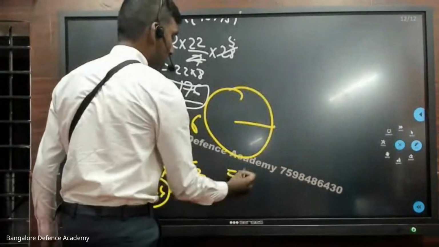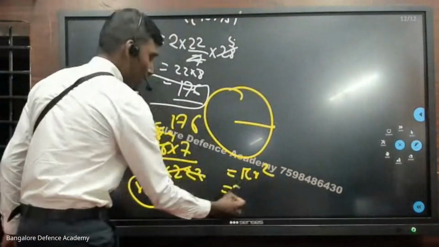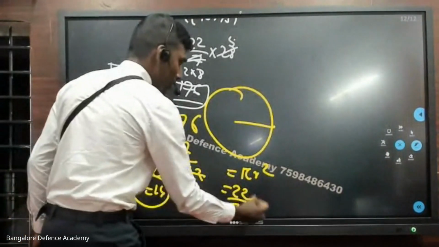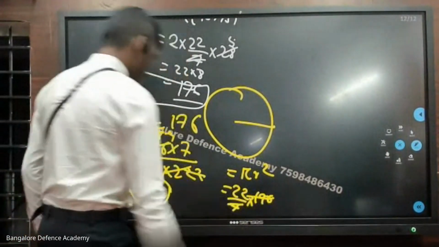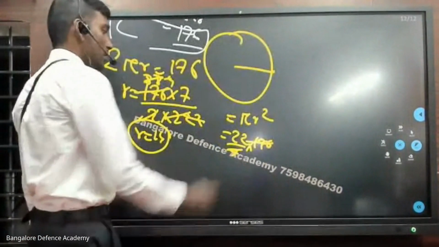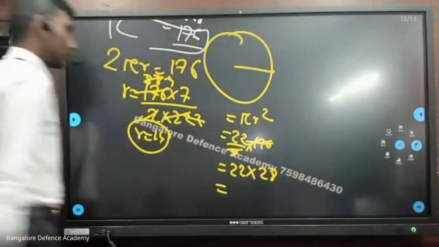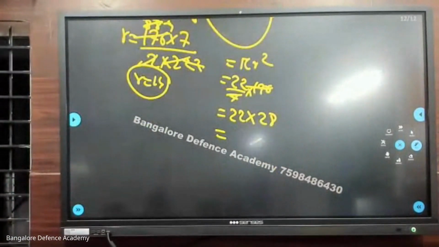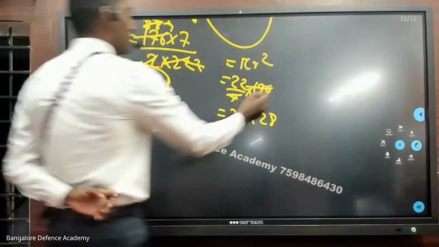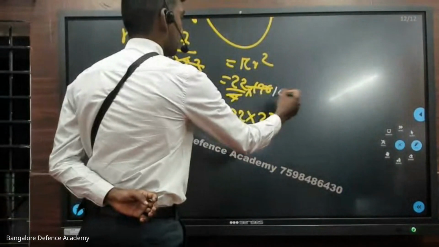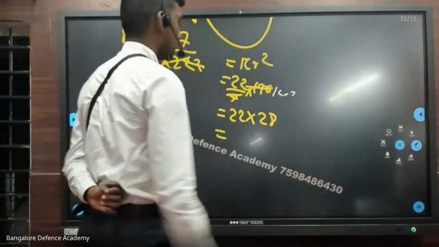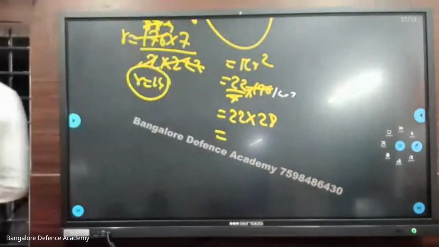Can you tell me what is the area? Pi r square. That is 22 by 7 into 14 into 14. That means 22 into 28. Tell me the answer to 22 into 28, how much? Yeah, answer is 616. That's it.